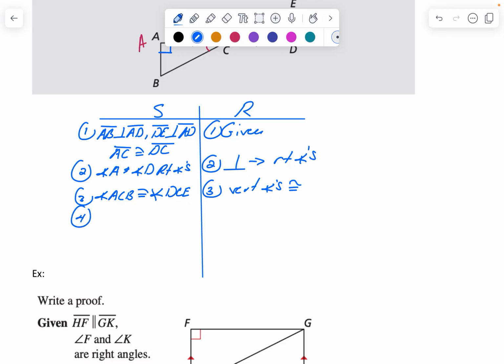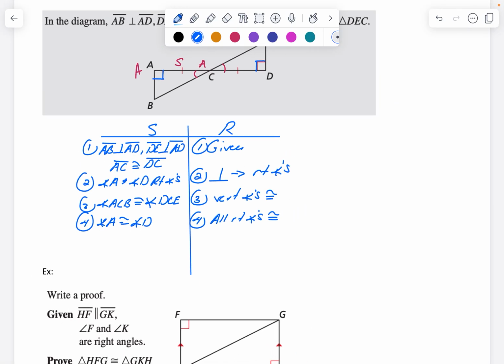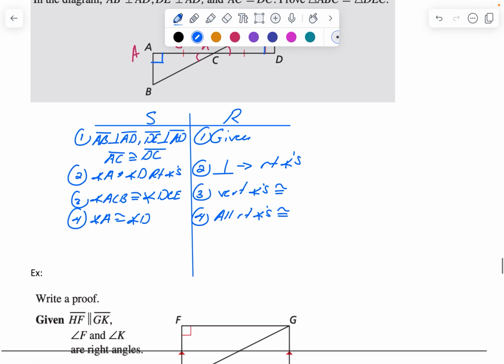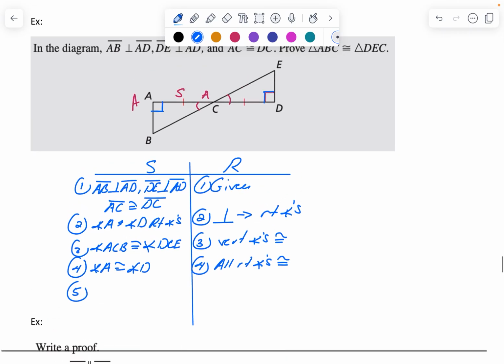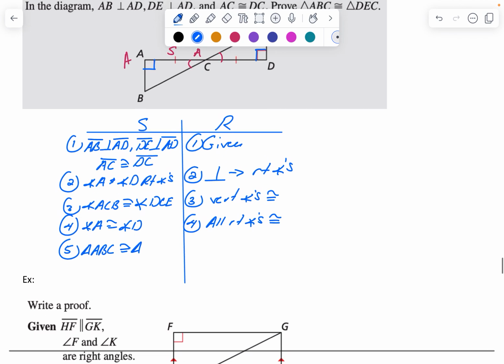So before we say ASA, we have to say angle A congruent to angle D. And the reason is all right angles are congruent. And like I said, it's not enough to say they're right angles. We have to say they're congruent. Now we can say triangle ABC is congruent to triangle DEC, and that is by ASA.